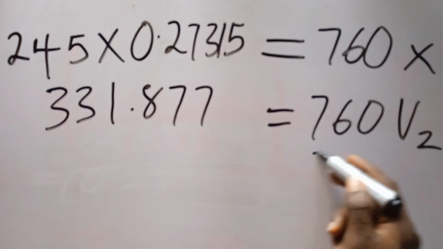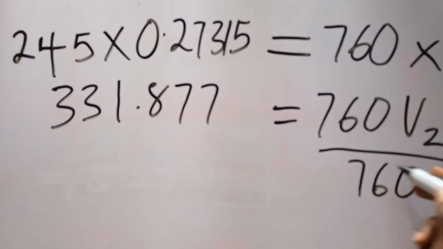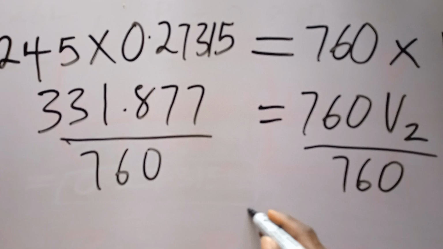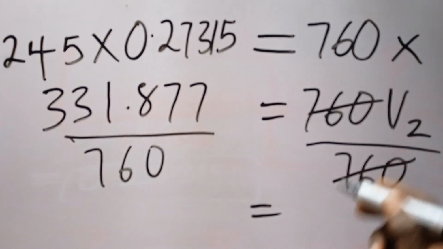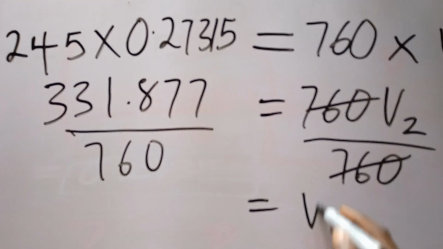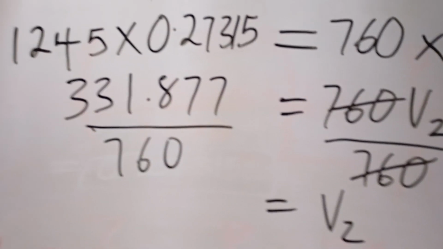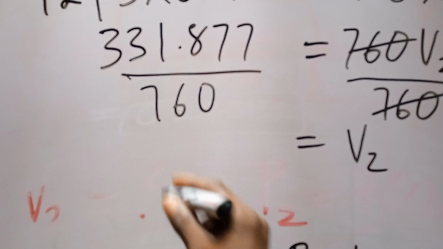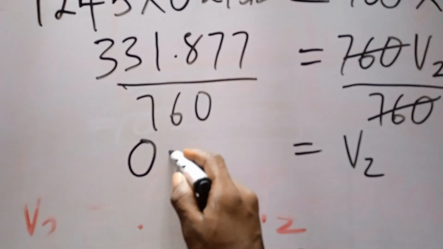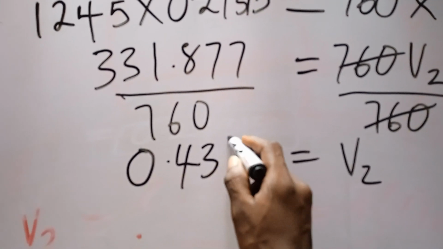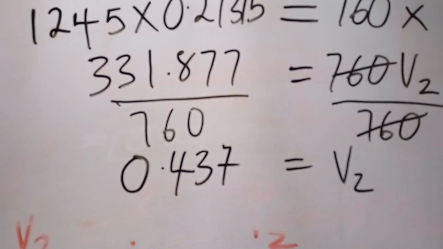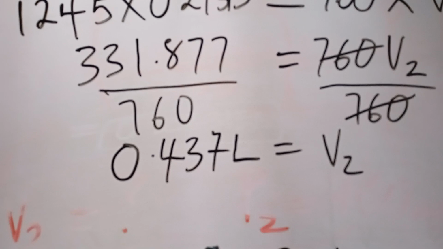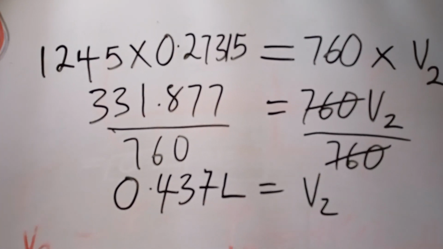So to get V2, we have to divide both sides by 760. 760 cancels 760, so we'll get V2. When you punch that, you're going to have 0.437. And you know that this is at STP, and STP volume is in liter. So that's that.